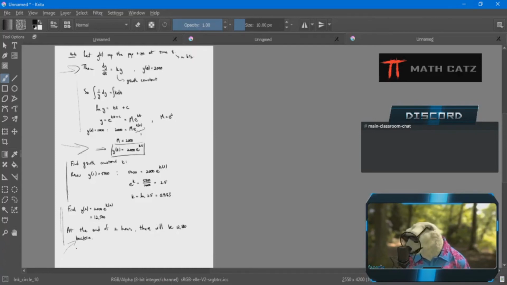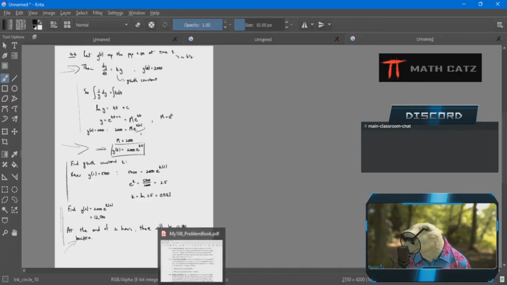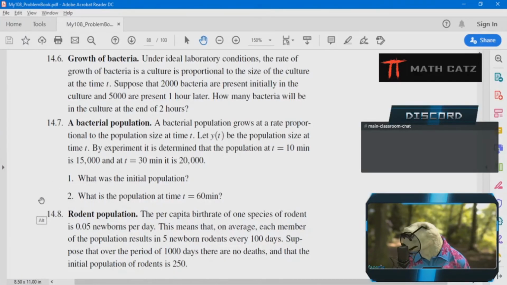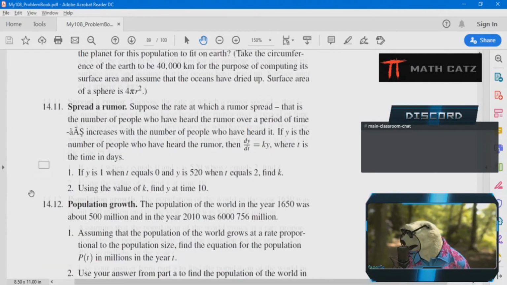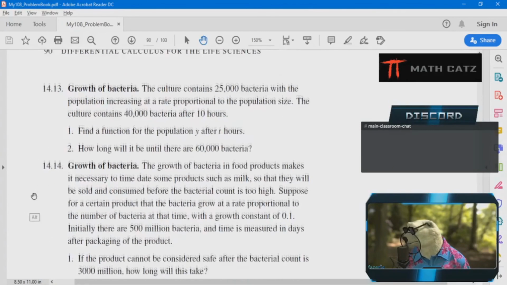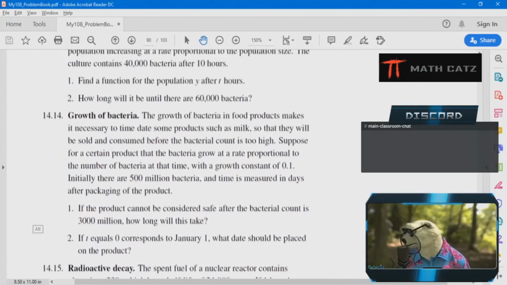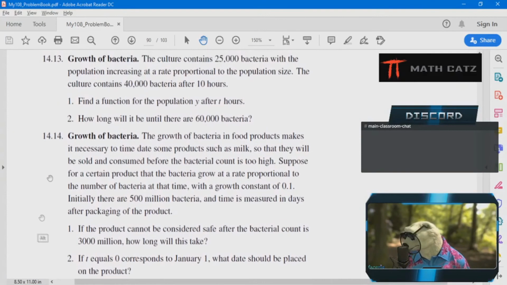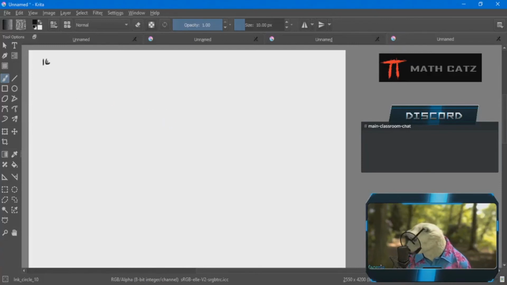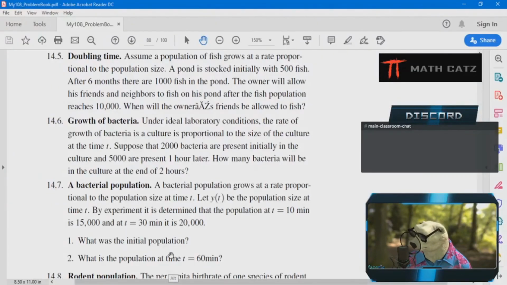All right, so that is a typical population growth question. Let's just try and cover some variety by looking at one more. And then you can totally practice all the questions up to 14.4. Tomorrow we will look at radioactive decay. All right, 14.5 as our last question for today.